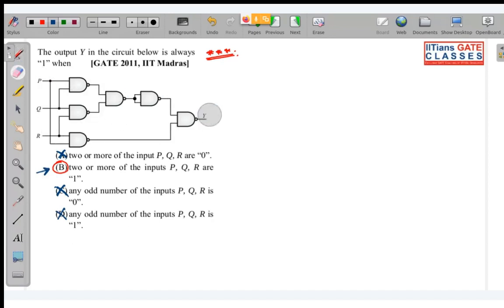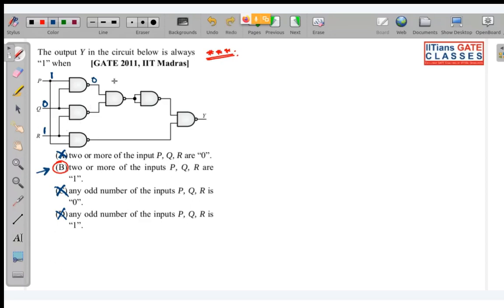So you can mark option B, or you can even check this like we have done. Two or more inputs of PQR are 1. If you do that, if two or more of the inputs of PQR are 1, obviously you will get 1. So take any 2 inputs as 1. Like if I take these 2 as 1 and this as 0, what will this be?